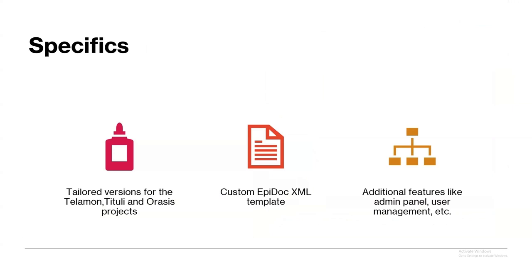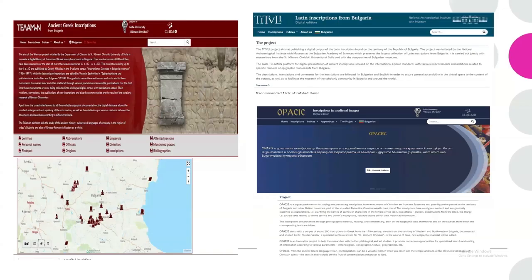It has tailored distributions for Tituli, which is for Latin inscriptions, Horus, which is for ecclesiastical inscriptions in Greek, and the main and most developed one, Telamon.